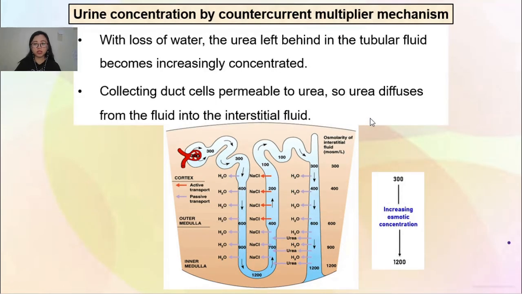With the loss of water, the urea left behind in the tubular fluid becomes increasingly concentrated. Dalam tubular fluid ataupun cecair dalam collecting duct, dia akan menjadi semakin pekat dengan urea. Since the collecting ducts are permeable to urea, urea diffuses out from the fluid into the interstitial fluid. So, dia akan mengalir keluar melalui diffusion.